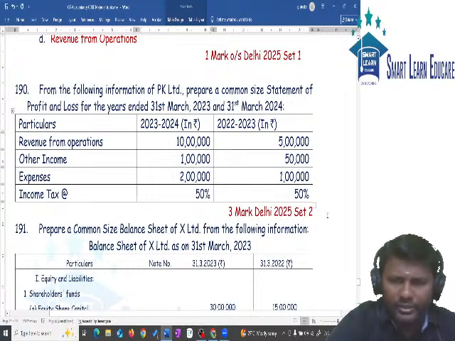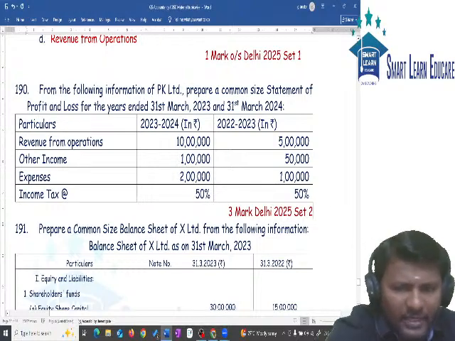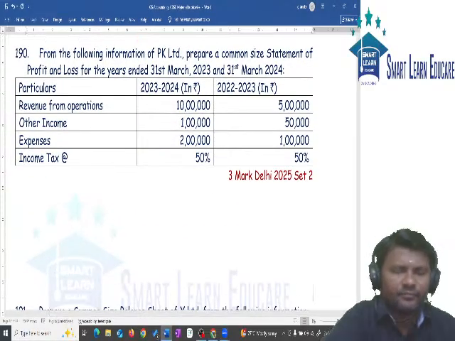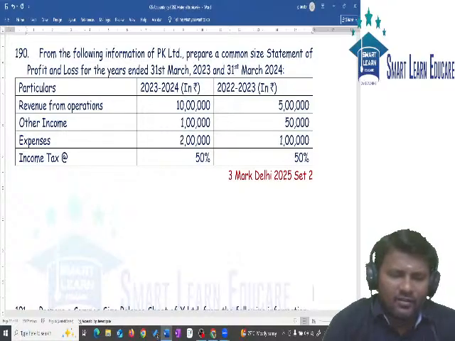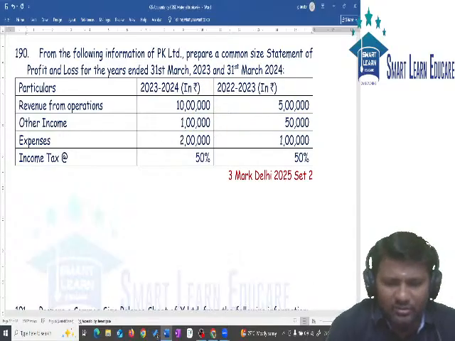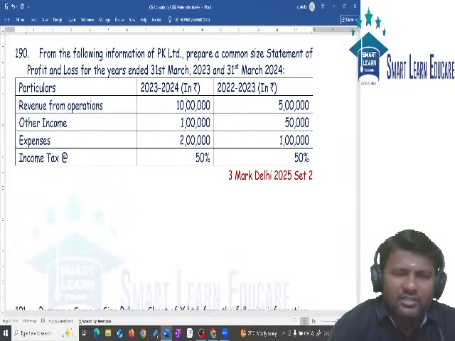Already we have done one question. So second question, practice, try it. Try this question and tell me the answer. Please try this question number 190. Same like the previous question which we solved. No value addition, you are just solving for practice. Please try.